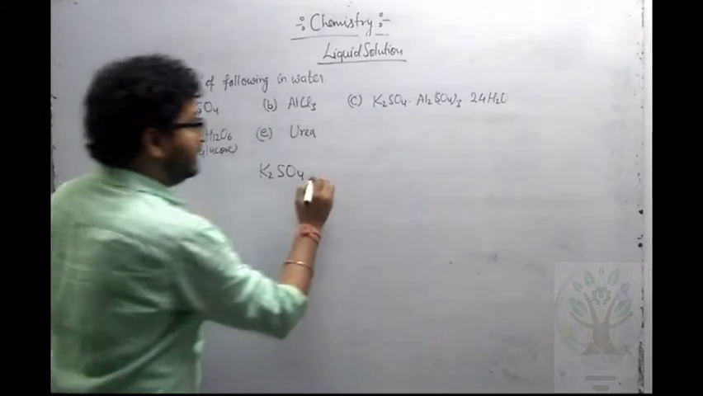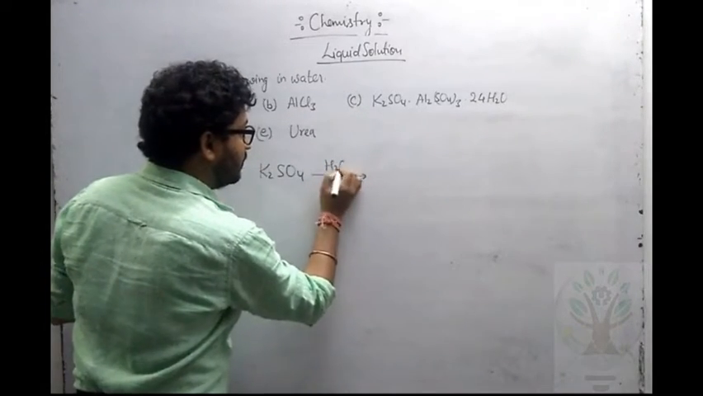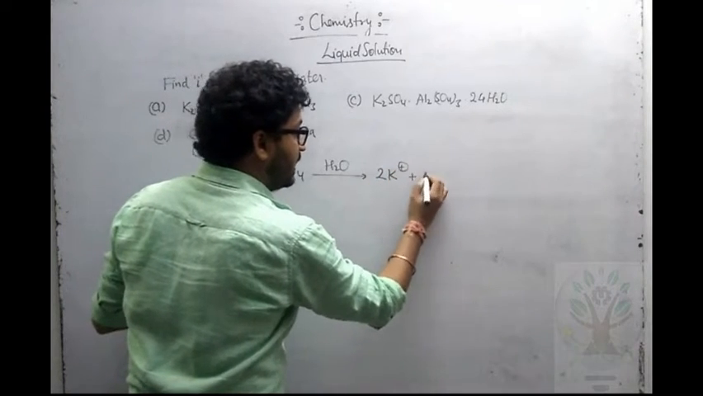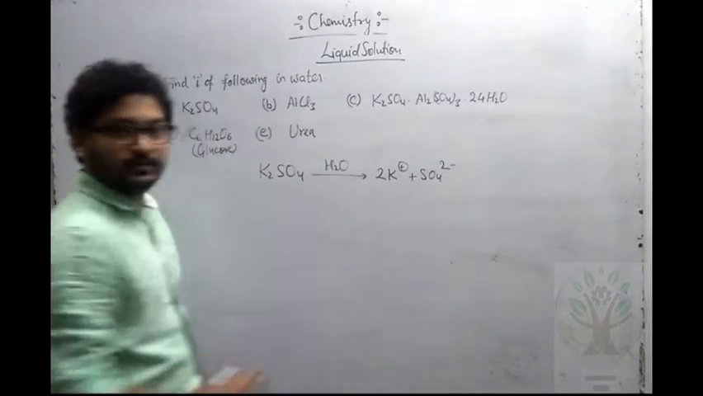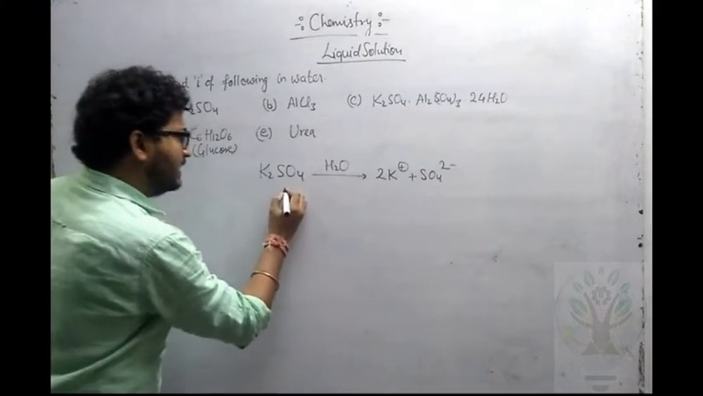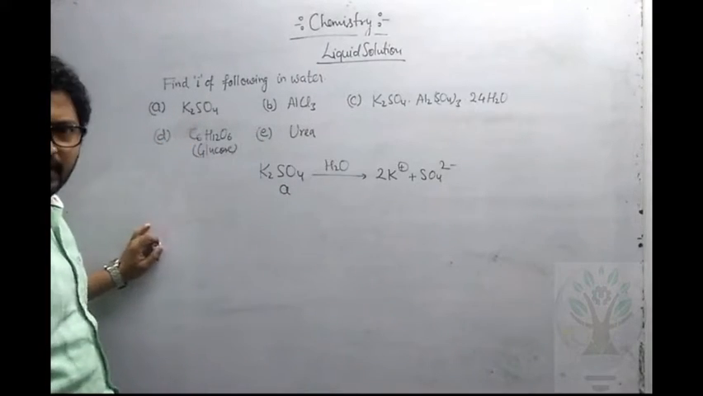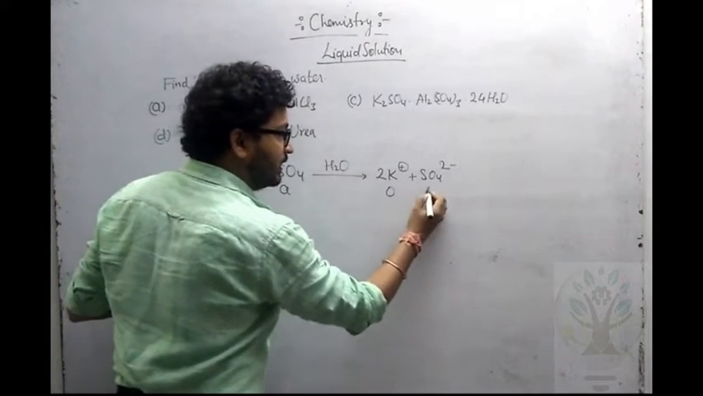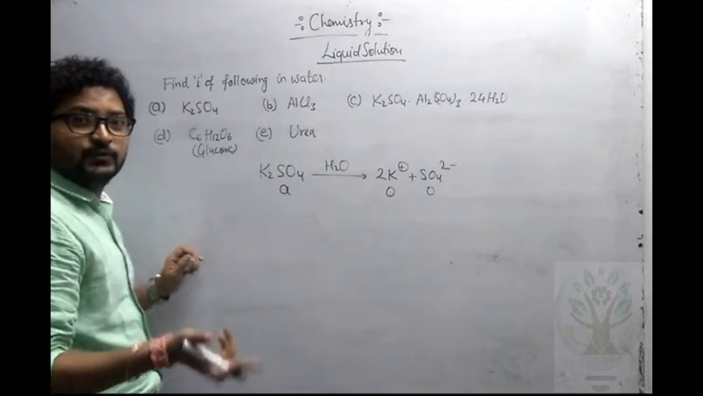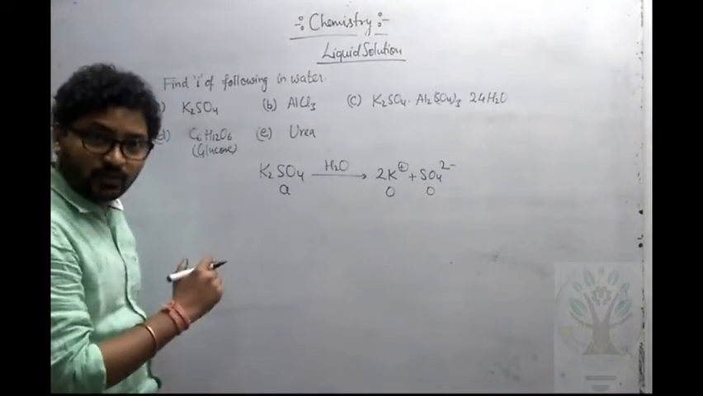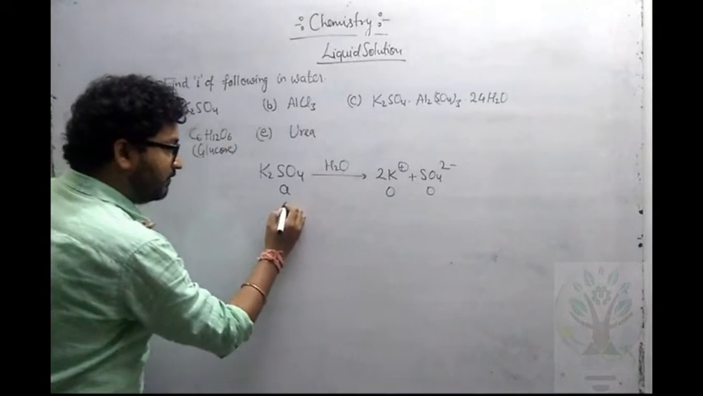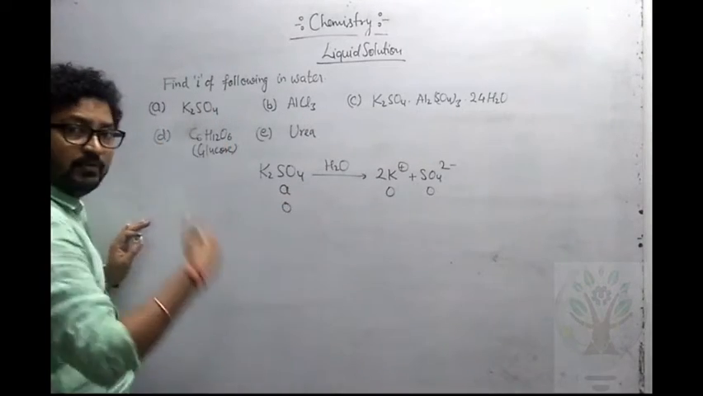If we add K2SO4 in water, it will convert into 2K+ and SO4 2-. Let's take A moles of K2SO4 in the beginning. How many moles of K+ will I have? I will have 0 here, 0 here. Is K2SO4 a strong electrolyte or weak electrolyte? K2SO4 is a strong electrolyte because it is a salt. All salts are strong electrolytes except precipitates. So it will be completely dissociated.